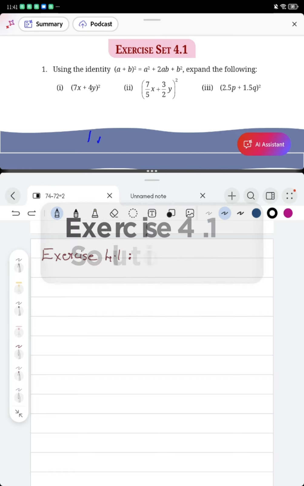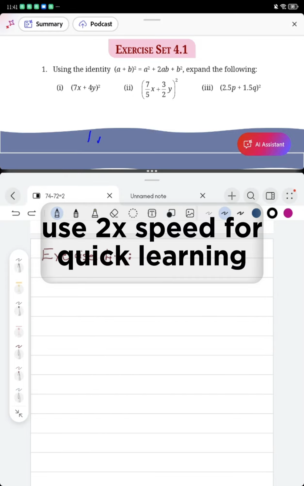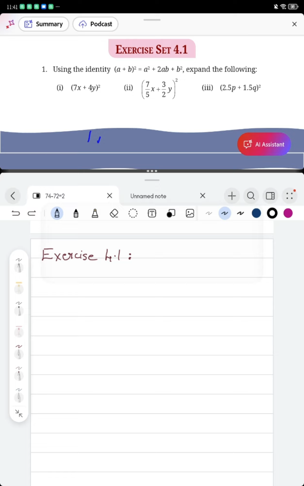Now let's start with exercise 4.1. Here in exercise 4.1, he's asking you to use the identity (a plus b) whole square equal to a square plus 2ab plus b square. Here what we are going to do is start with question number 1, first subdivision. We have to apply this identity for this particular sum, (7x plus 4y) whole square.